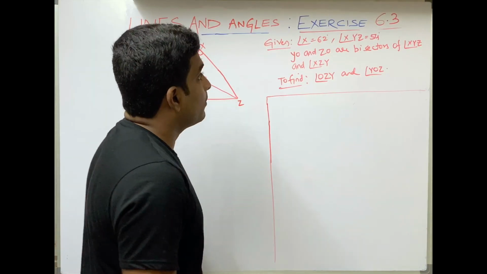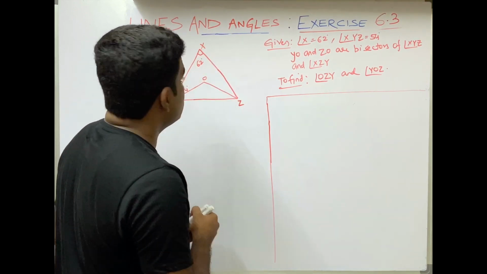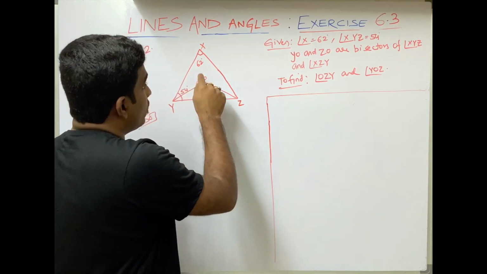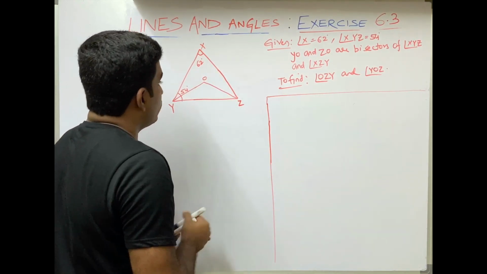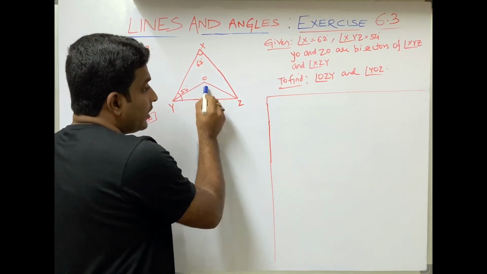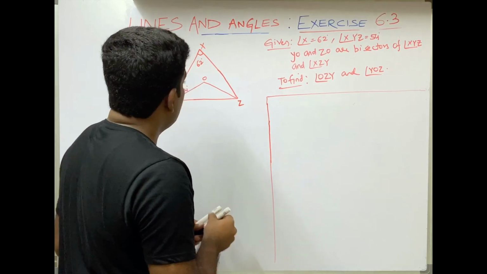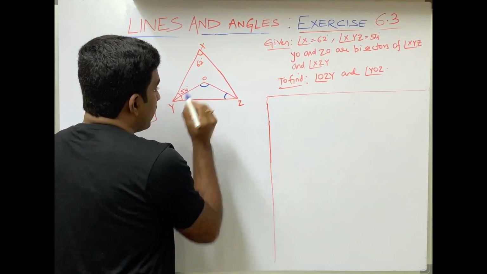Coming to the next problem in exercise 6.3. They gave XYZ as a triangle. They also gave angle X equals 62 degrees, angle XYZ as 54 degrees, and they gave OY and OZ are bisectors of angles XYZ and XZY. We have to find angle OZY and we have to find angle YOZ.